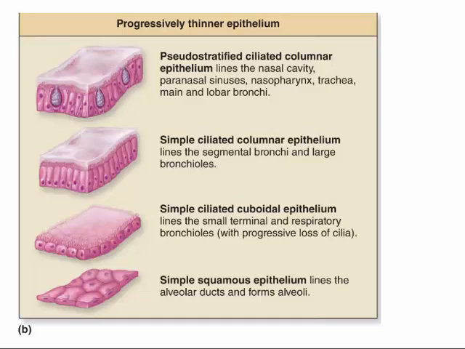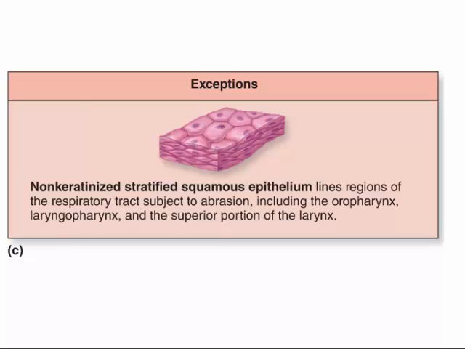As air moves from the larger to the smaller bronchi, the epithelium transitions to simple ciliated columnar epithelium, then simple ciliated cuboidal epithelium, then loses the cilia in the terminal and respiratory bronchioles. In the respiratory zone, alveolar ducts and alveoli are composed of simple squamous epithelium. In the regions of the pharynx and larynx where food or liquid might come in contact with the lining, stratified squamous epithelium is found.